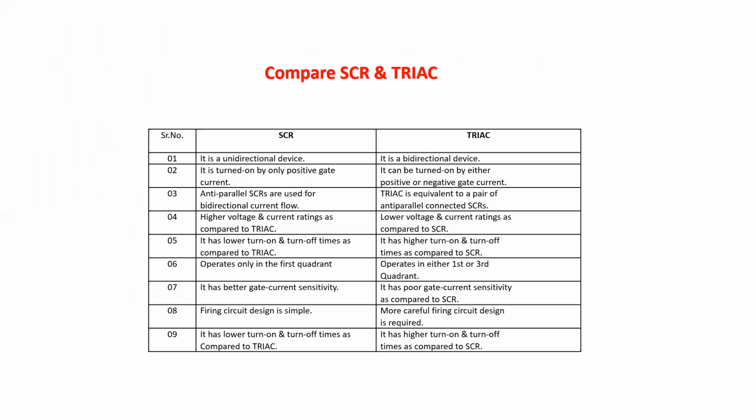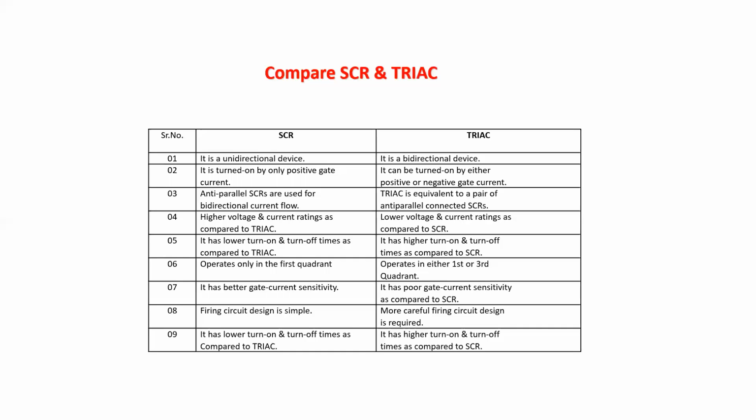Here there is a comparison of SCR and TRIAC. We can observe the different points: SCR is a unidirectional device, whereas the TRIAC is a bidirectional device. The SCR is turned on only by a positive gate current, whereas the TRIAC can be turned on with positive as well as negative gate currents. In SCR, anti-parallel SCRs are used for bidirectional current flow, whereas a TRIAC is equivalent to a pair of anti-parallel connected SCRs.